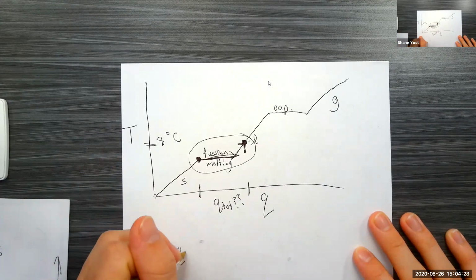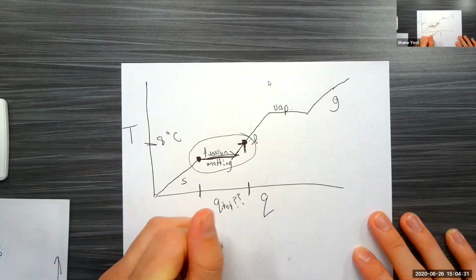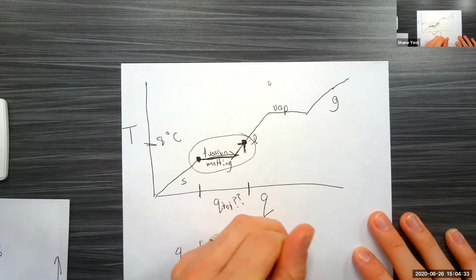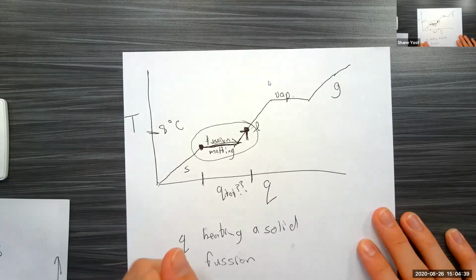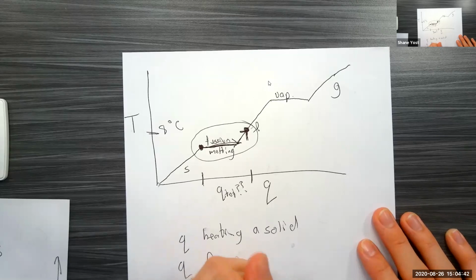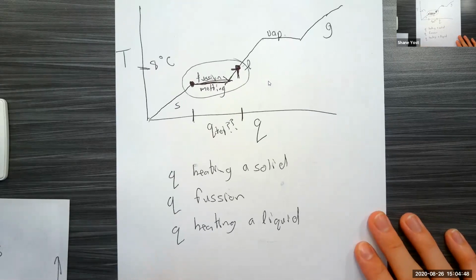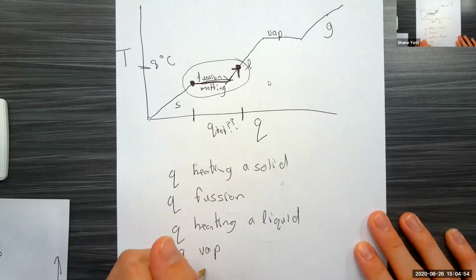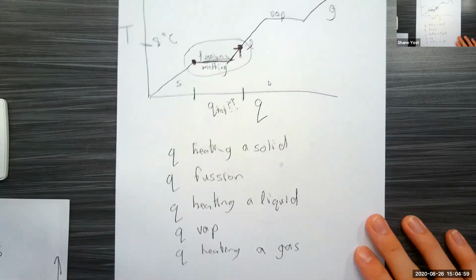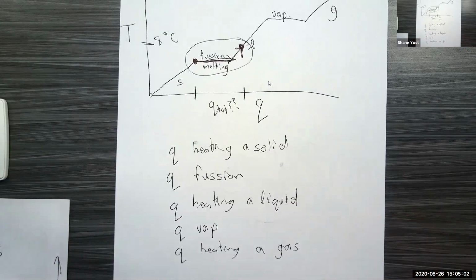We potentially have Q for heating a solid, Q for fusion, for melting, Q for heating a liquid, Q for vaporization, and Q for heating a gas. These are all the potential types of heat changes that can occur, by heating a solid, a liquid, or a gas, and undergoing these phase transitions from a solid to a liquid or liquid to a gas.